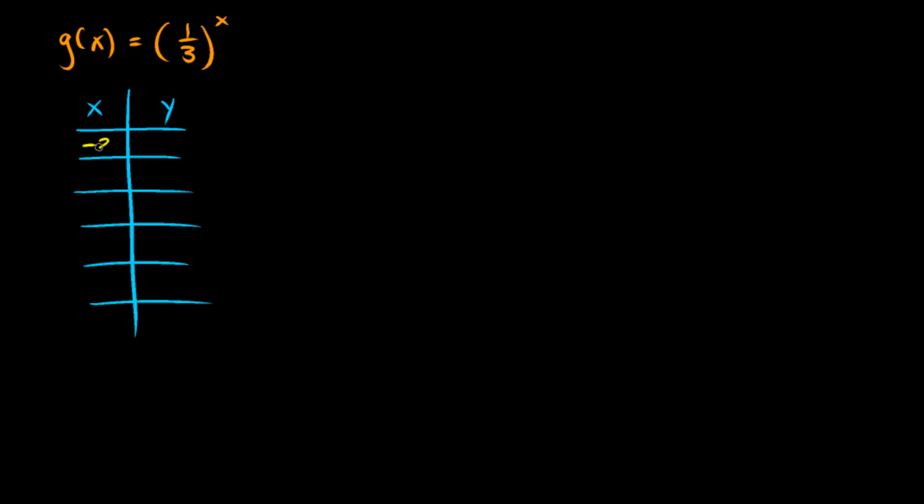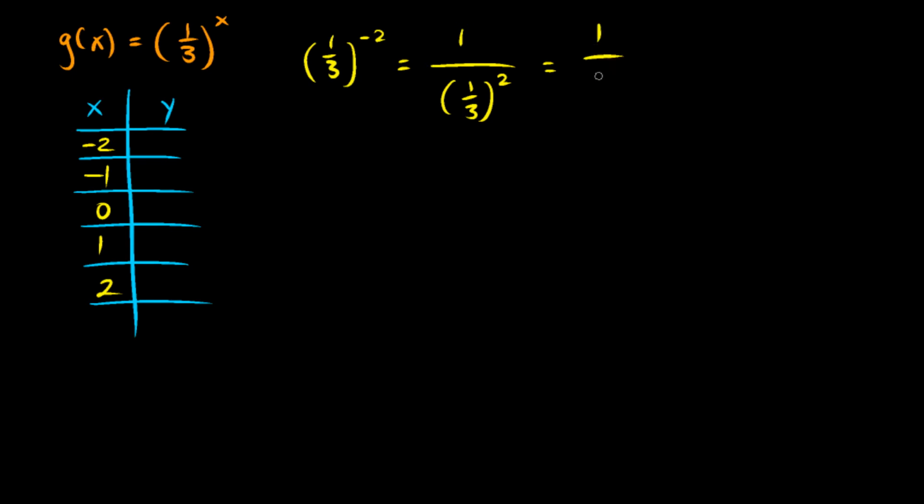Let's plug in -2 to 2 again. So -2 being the power would be 1/3 to the -2, which is 1 over 1/3 to the +2, which is 1 over 1/9, which is just 9. 1/3 to the -1 would be 3 if you did it out. 1/3 to the 0 is 1. 1/3 to the 1 is 1/3. And 1/3 squared is 1/9.